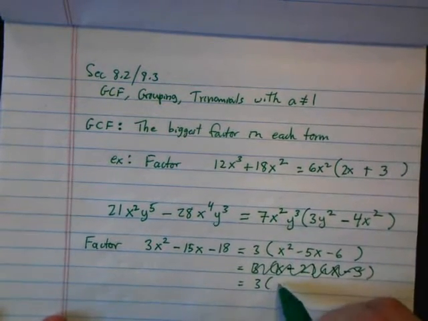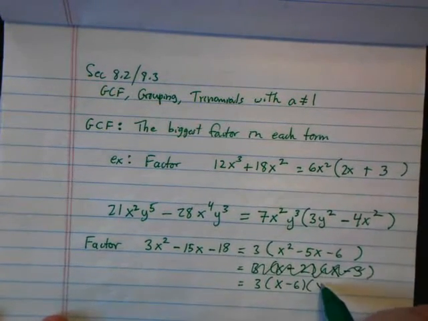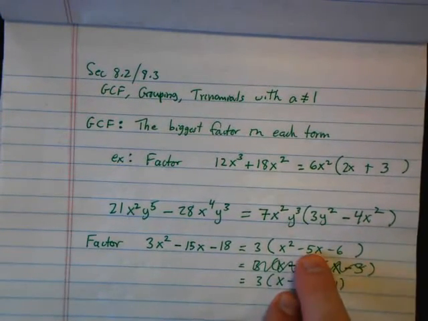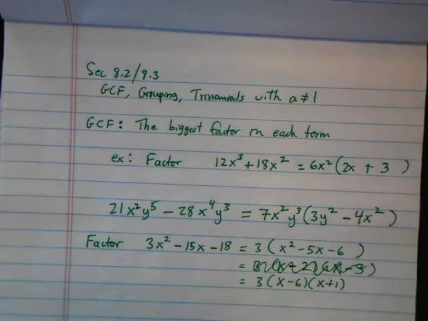I heard somebody tell me I need an x minus 6 and an x plus 1. Negative 6 and 1 does give negative 5. Negative 6 times 1 does give negative 6. That's the right answer. Okay, so watch out for that. Make sure you get both numbers to work out correctly.